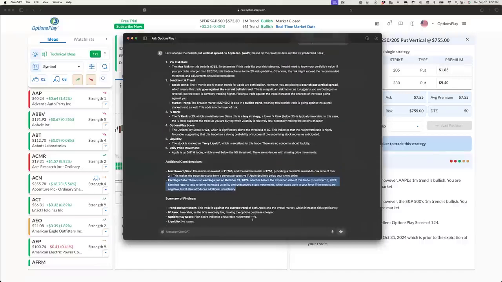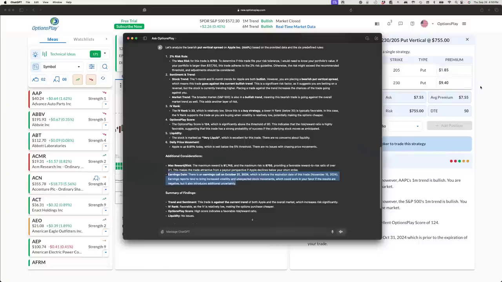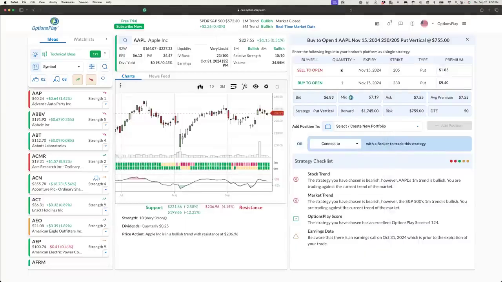So like I said, I'm trying to make this as easy as possible, so that no matter what trade you're looking at within OptionsPlay, you have a tool to evaluate a trade, run it by a set of trading rules, and quickly make a trading decision on a much more objective basis, rather than just saying, hey, I feel good about this trade or I don't feel good about this trade.